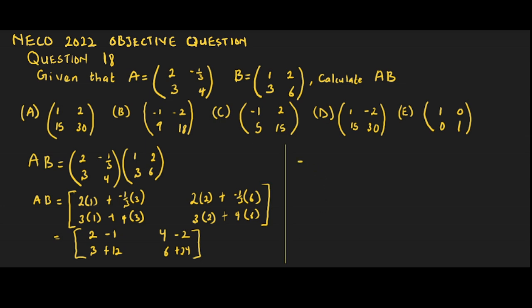Here we are going to have 2 minus 1, 1. 3 plus 12, 15. 4 minus 2, 2. 6 plus 24, 30. So that means AB is equal to 1, 15, 2, 30. Then the option corresponding to this is option A. The correct answer here is option A.